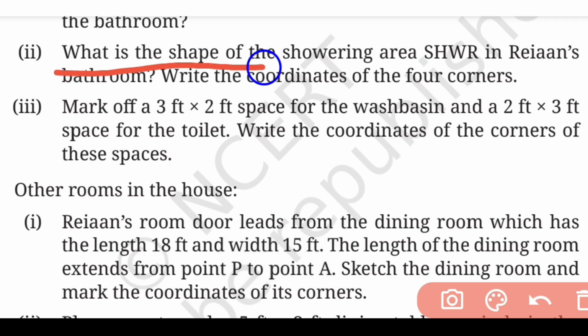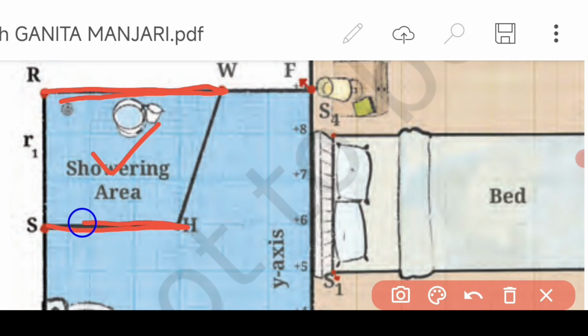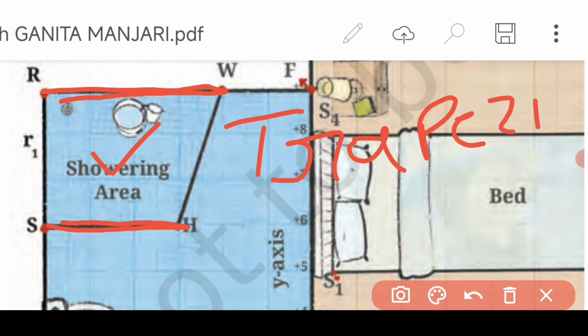What is the shape of showering area? SHWR. In Rian's bathroom, write the coordinates of 4 corners showering area. This line and this line both are parallel to each other. So as we know that if one pair of opposite lines are parallel, it is called as trapezium. The showering area is in the form of trapezium.